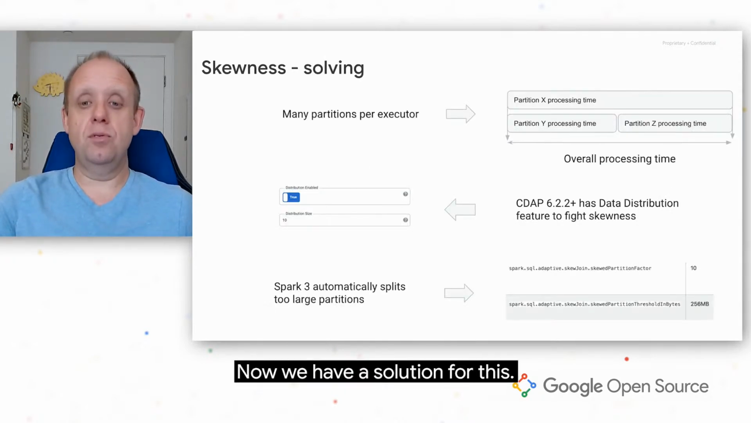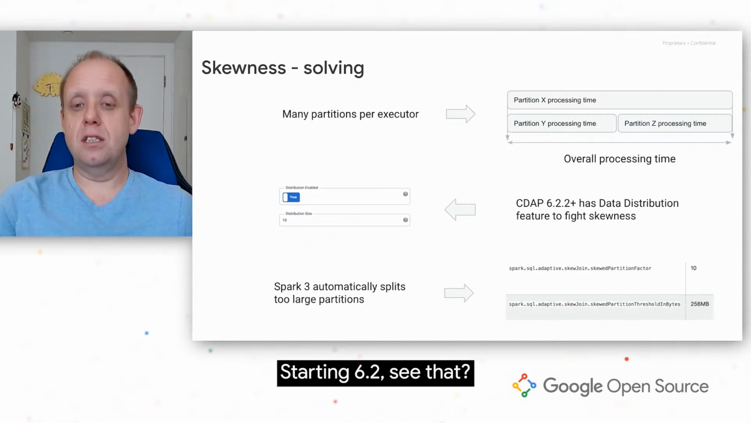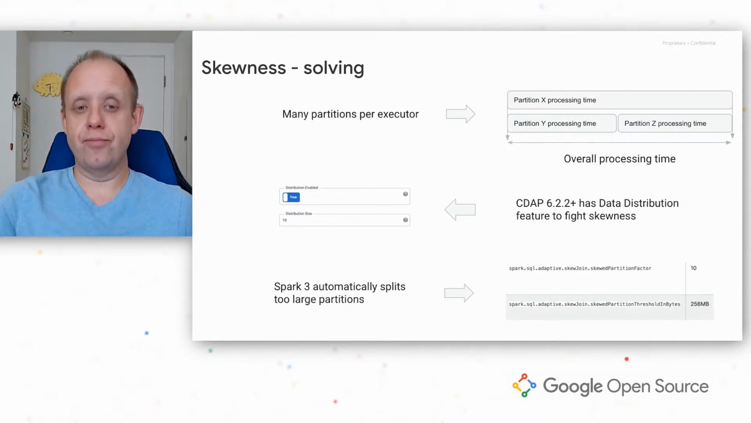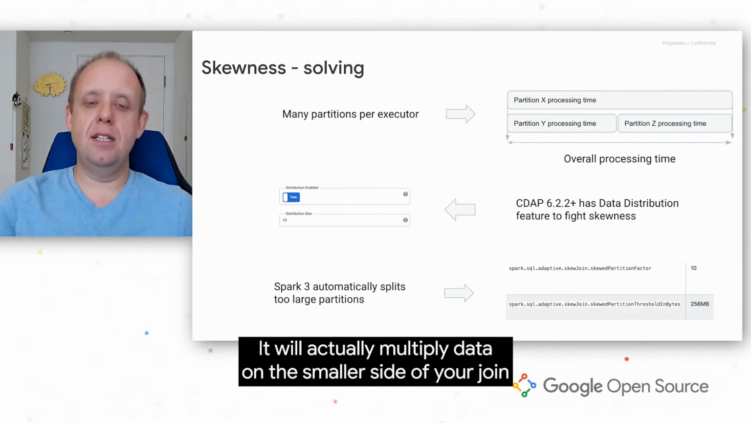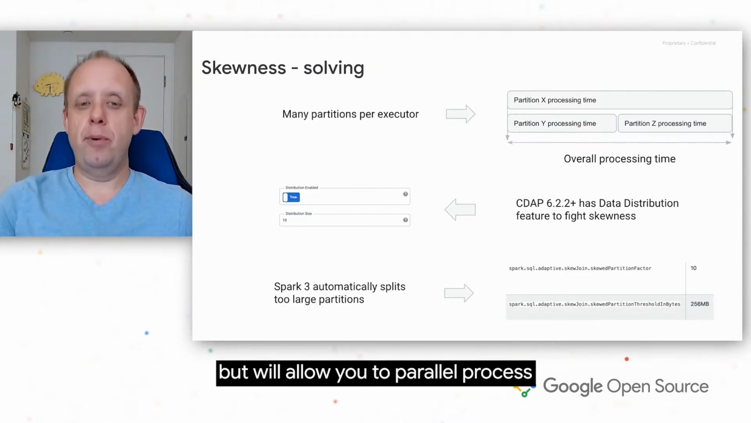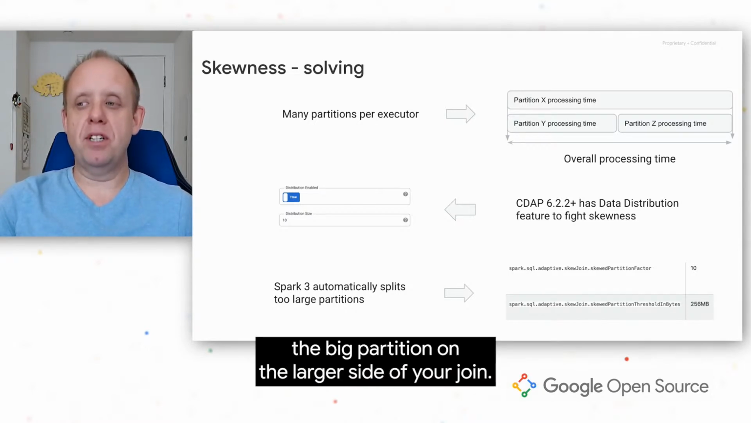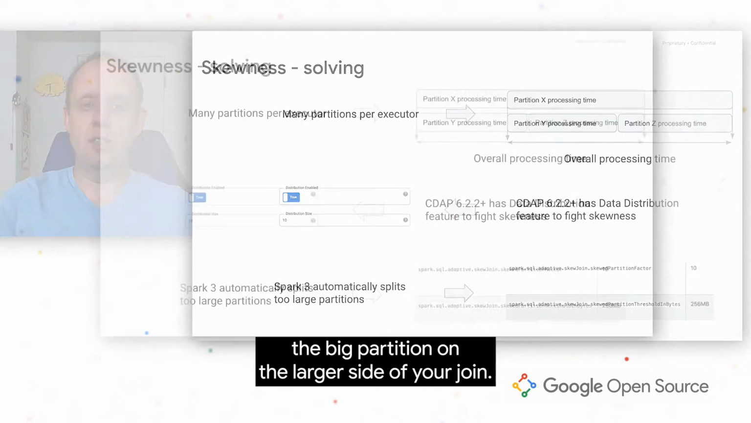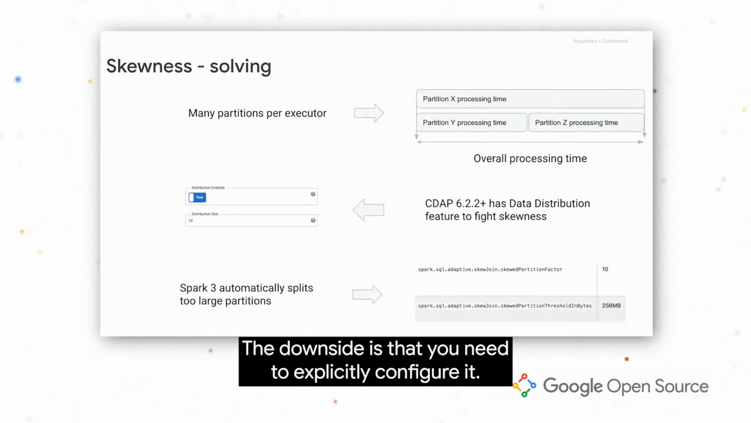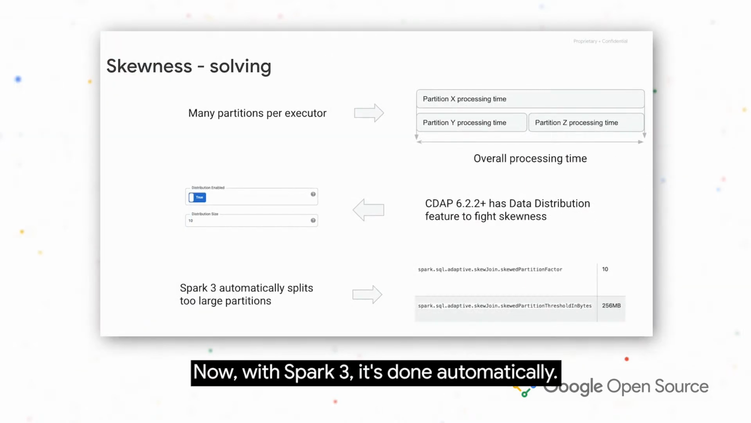Now we have a solution for this. Starting 6.2 Cdap, you can enable distribution. It will actually multiply data on the smaller side of your join, but will allow you to parallel process this big partition on a larger side of your join. The downside is that you need to explicitly configure it. Now with Spark 3, it's done automatically.